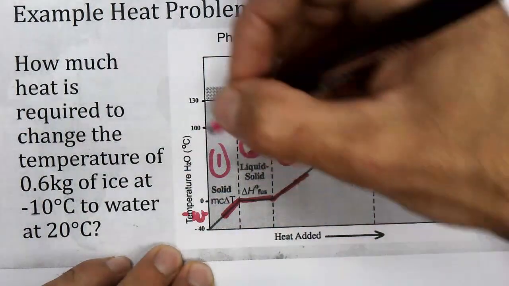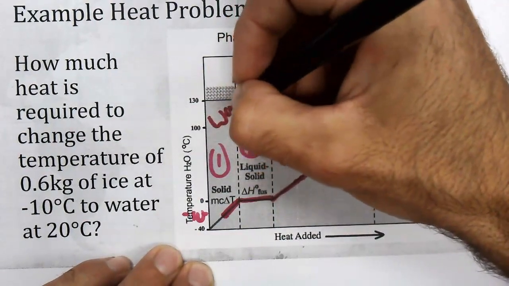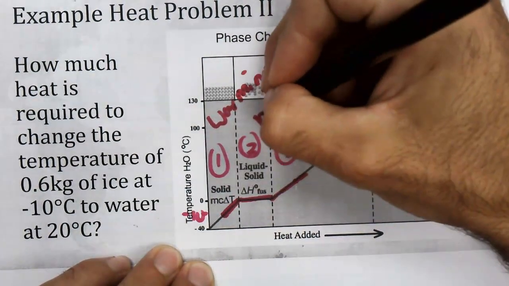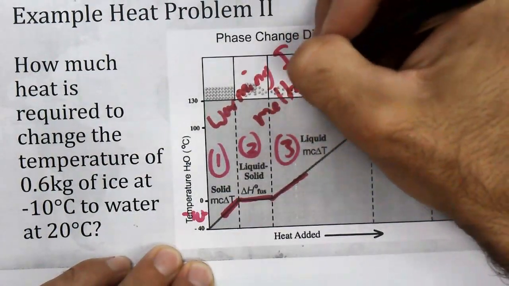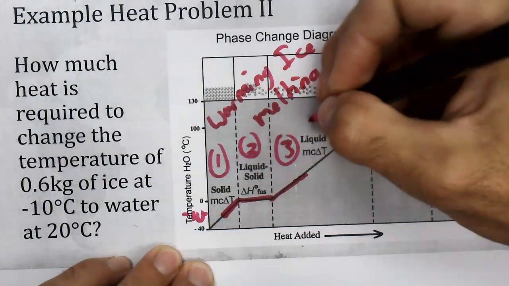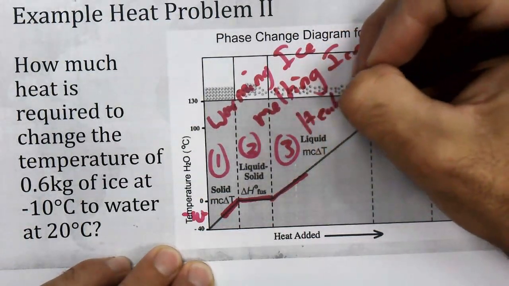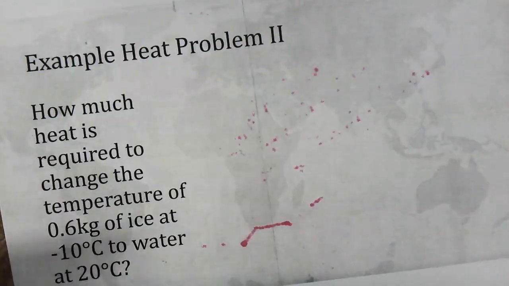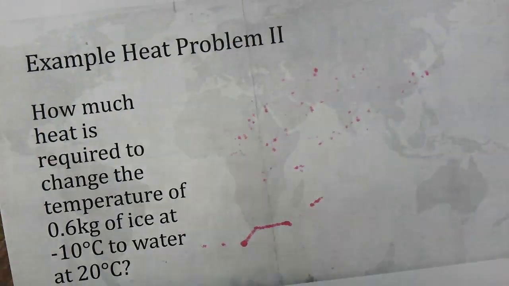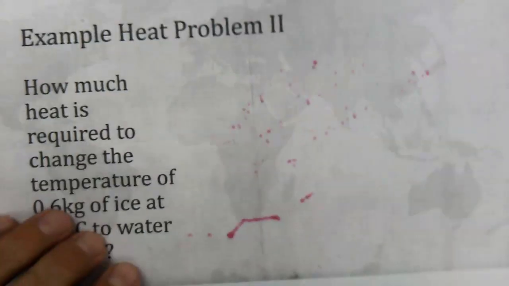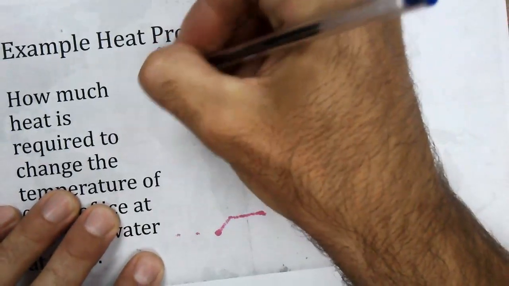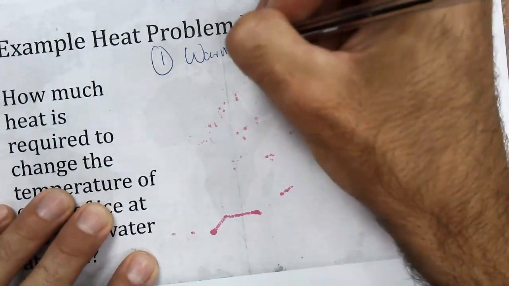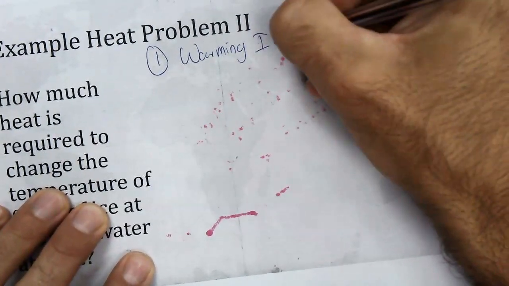So there's 3 steps. The first one is warming the ice. The next one is melting the ice, and then the third step is heating water. So, let's do this. Right, so if you remember, step number 1 is warming ice so it becomes 0 degrees.